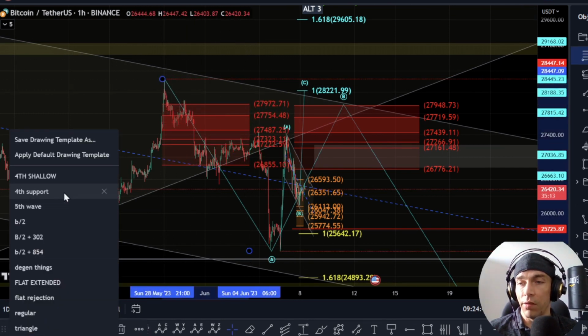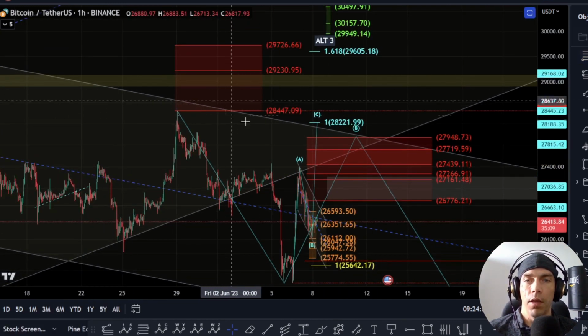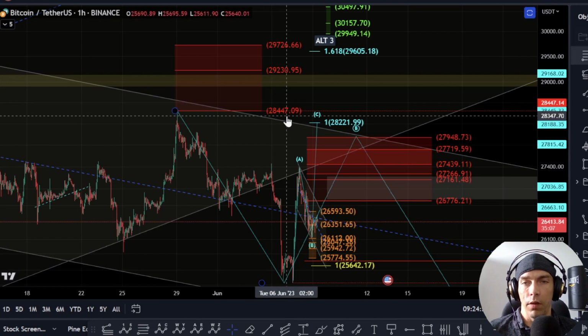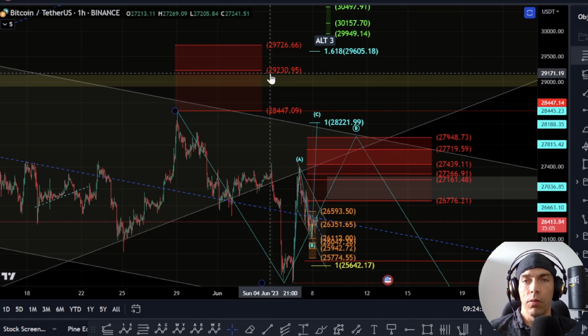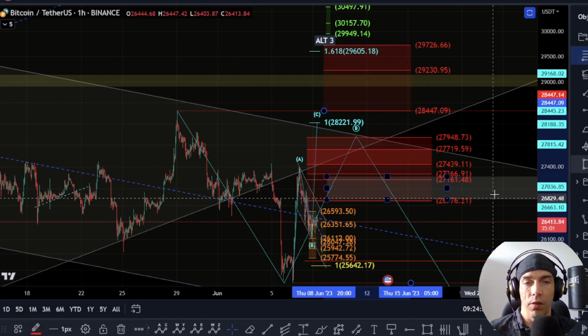Now, if that's the case, what we'd be looking for would be the potential of price actually pushing up into this zone of this 28,447 to this 29,726. So we need to keep an eye on this.